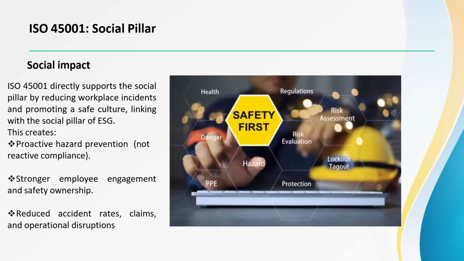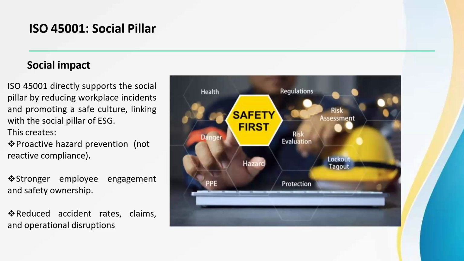For ISO 45000, we have the social pillar. The social pillar mainly touches on diversity. We have inclusion. We also have the employees. How are the employees at the workplace? Safety. How is their safety? ISO 45000 reduces the incidences of accidents within workplaces, and ESG advocates for a safety culture within the workplaces, which directly links with the social aspect in ESG.